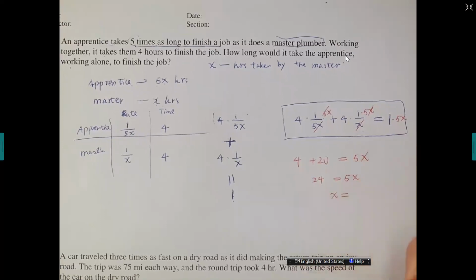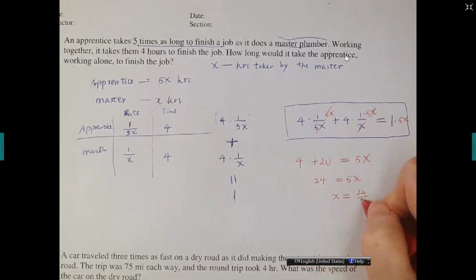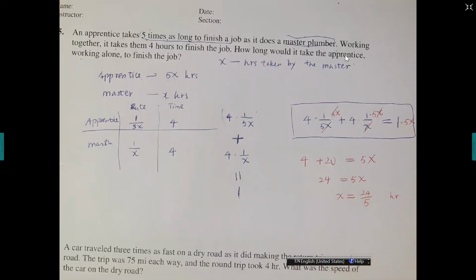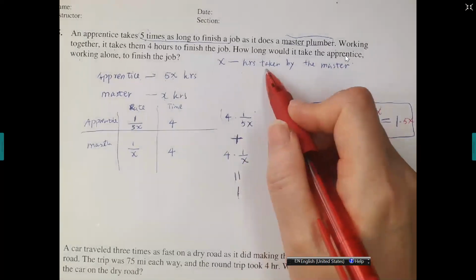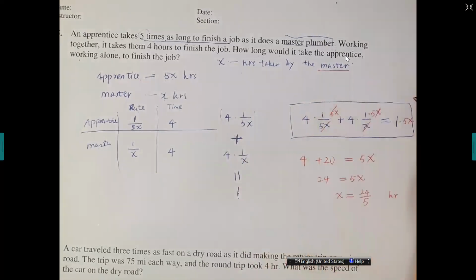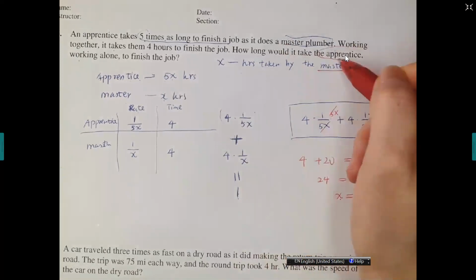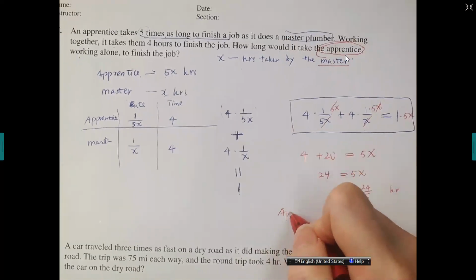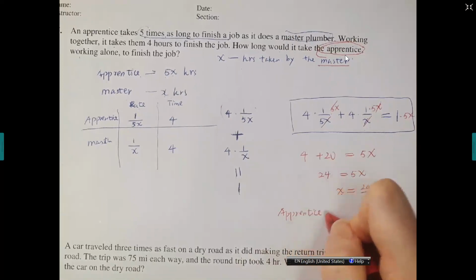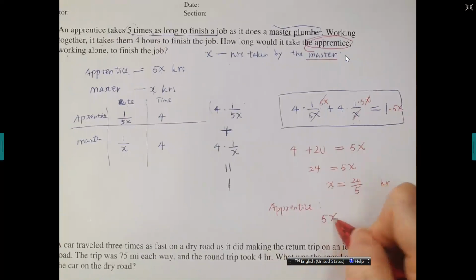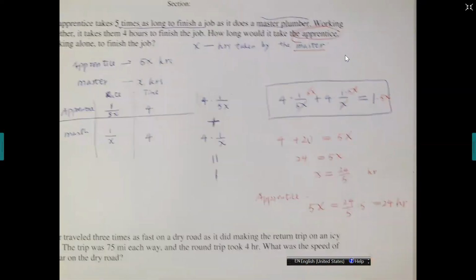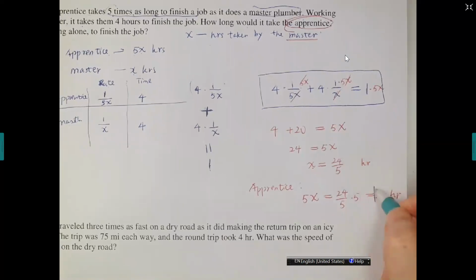Can we get what x is? x equals 24/5. Are we done? Not yet. This x represents the time for the master. The problem asks for the apprentice. So the apprentice needs 5 times x. 24/5 times 5 equals 24 hours. And that will be the final answer.